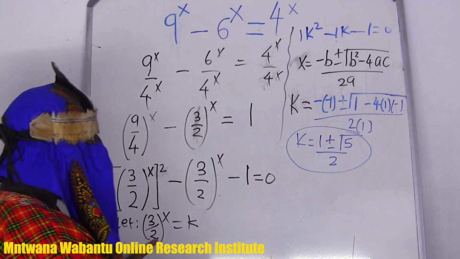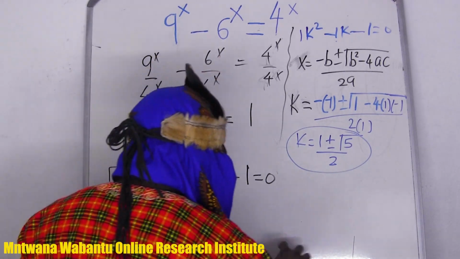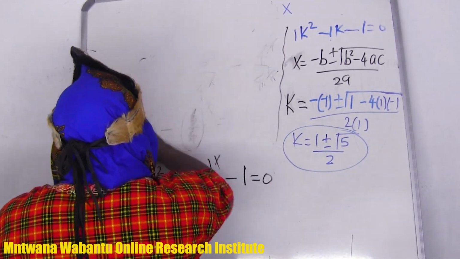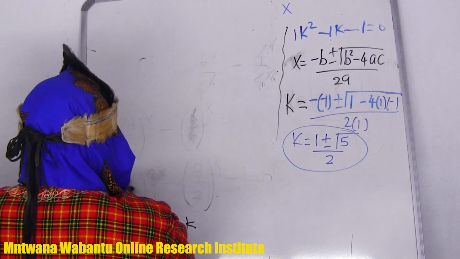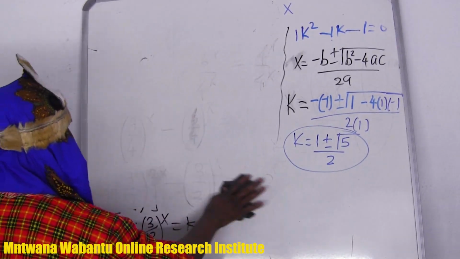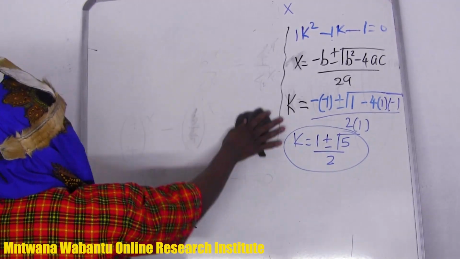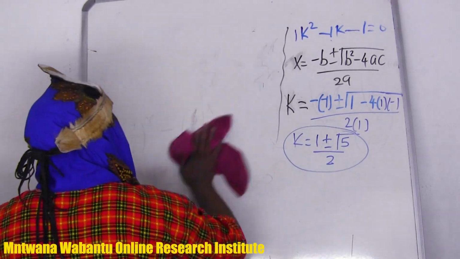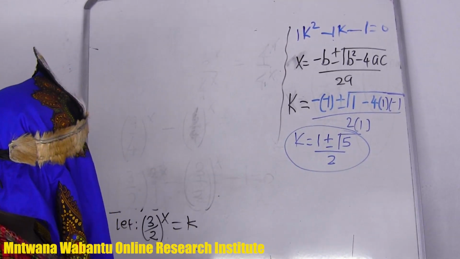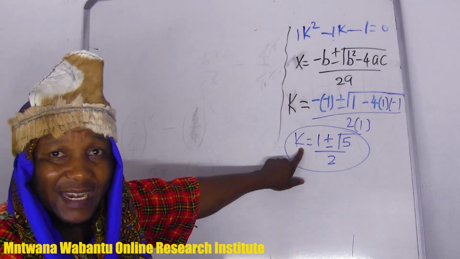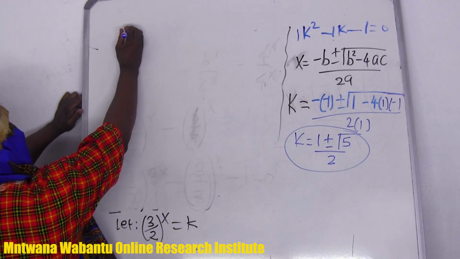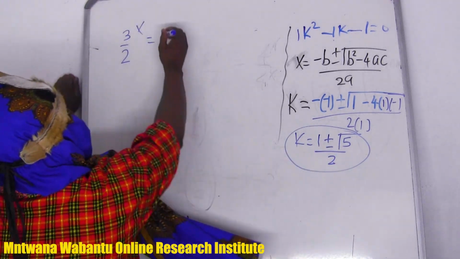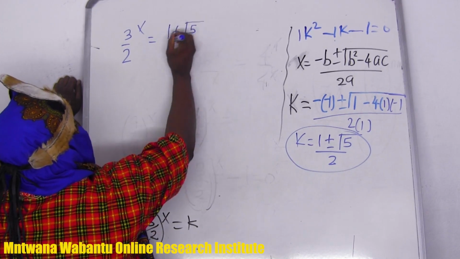In the position of k, I'm going to write (3/2)^x. Let's erase to have enough space here so I can finish our question. For me I could do this very quickly, but I want to show you all the steps in the exponential rules. We know the value of k: we let k equal (3/2)^x, so (3/2)^x equals 1 plus or minus the square root of 5, over 2.